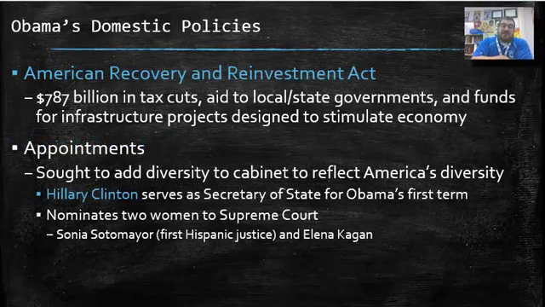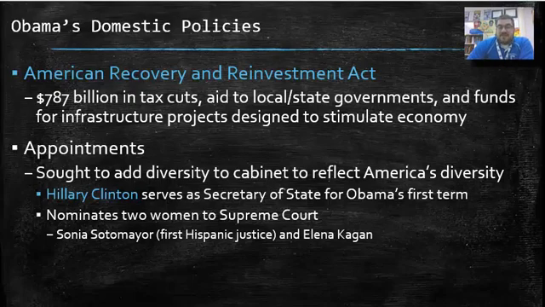So some of Obama's domestic policies in his first term are the American Recovery and Reinvestment Act. He enters office at the beginning of a recession, so he does give billions of dollars in tax cuts and aid to local and state government. The Democrats' way, the Keynesian model of getting out of a recession, would be to stimulate the economy. That was the key word of 2009, 2010, giving funds for infrastructure projects, kind of like they did in the New Deal.